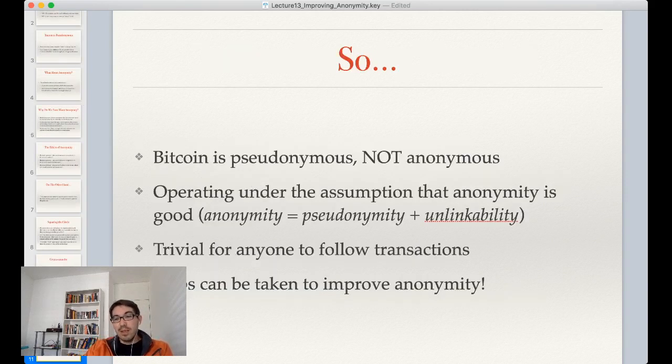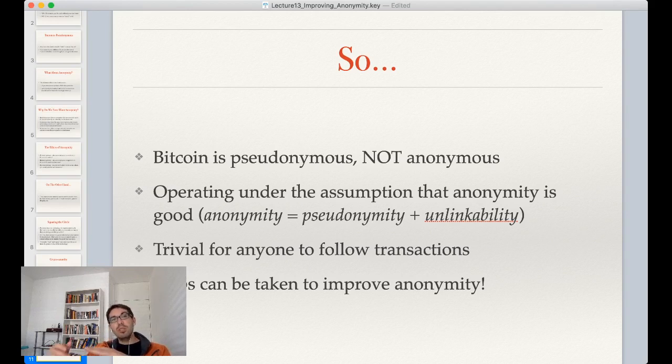We'll talk about some of these ways, but think about just how many times, using a computer, you have given away your information. And if that computer can be linked with a Bitcoin transaction, well, then there you go. There's a connection.